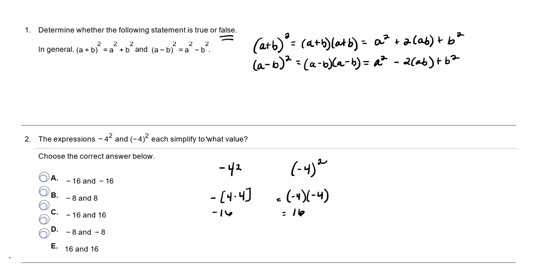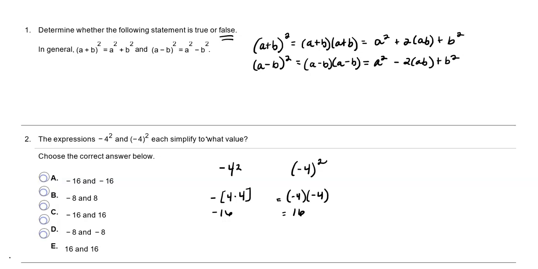Determine whether the following statement is true or false. (a + b) squared equals a squared plus b squared, and (a - b) squared equals a squared minus b squared. Well, these are false statements, simply because when we're squaring a binomial, we multiply the binomial by itself, so that's (a + b) times (a + b), (a - b) times (a - b), and we'd end up with a trinomial.